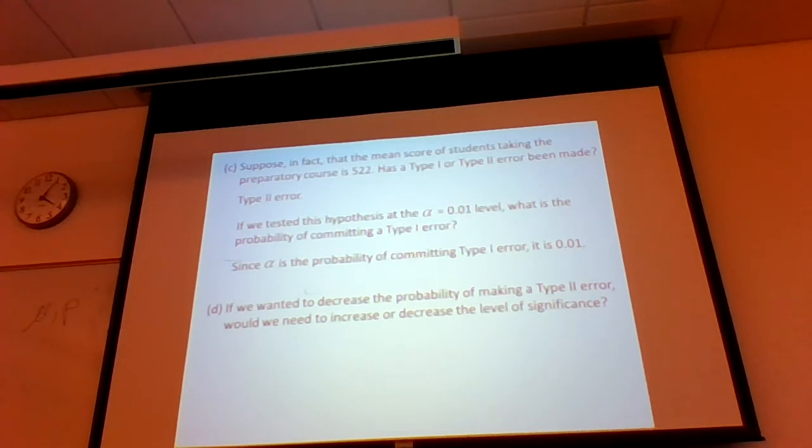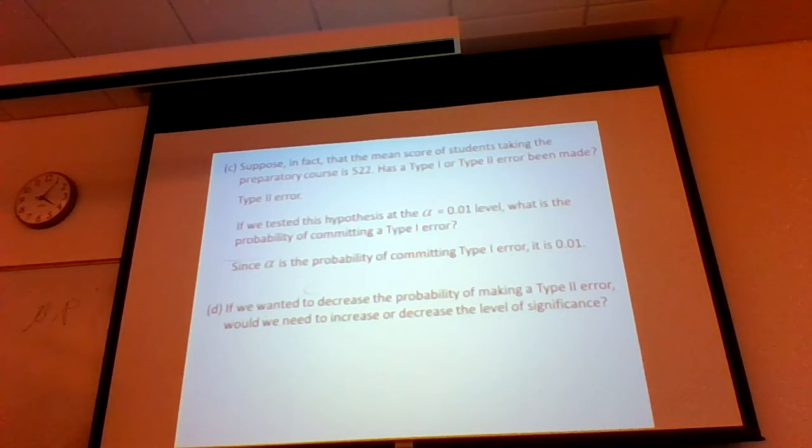Now let's see if you know from what I said previously. Let's read D carefully together. If we wanted to decrease the probability of making a type 2 error, would we need to increase or decrease the level of significance? Which one do you think it is? How many people vote for increase the level of significance?